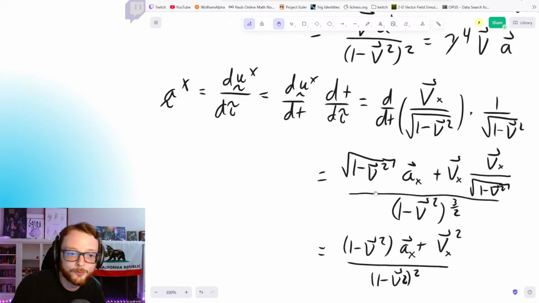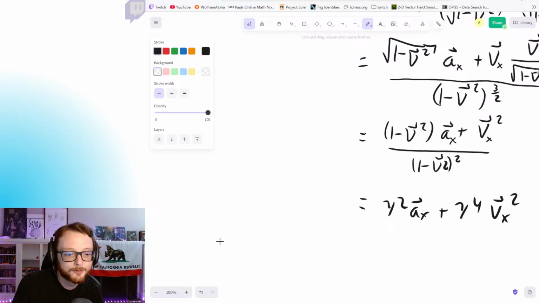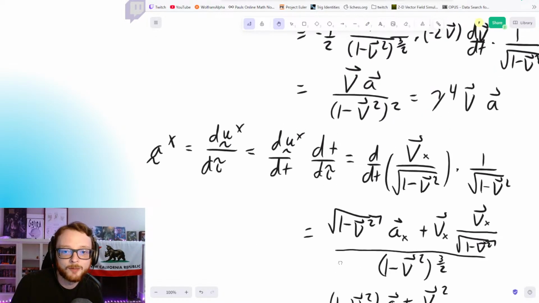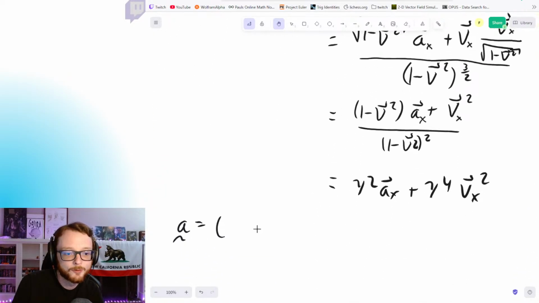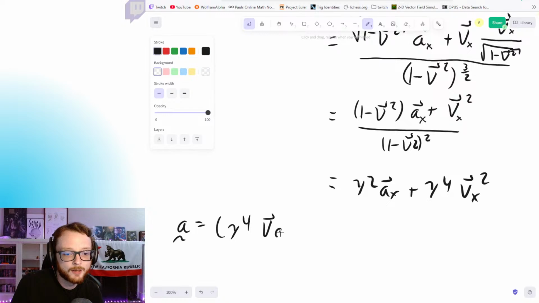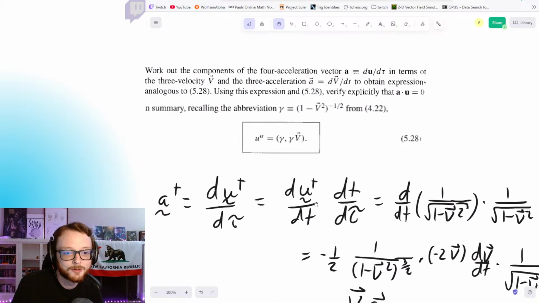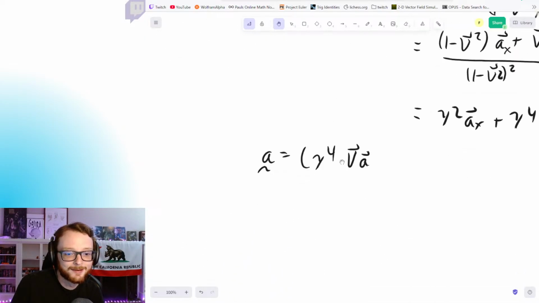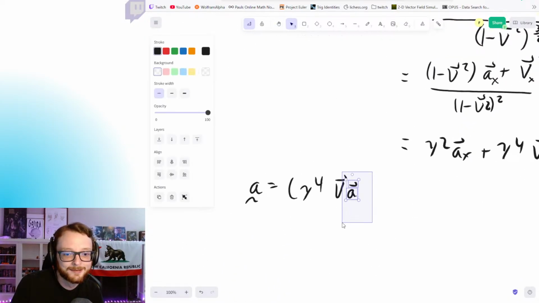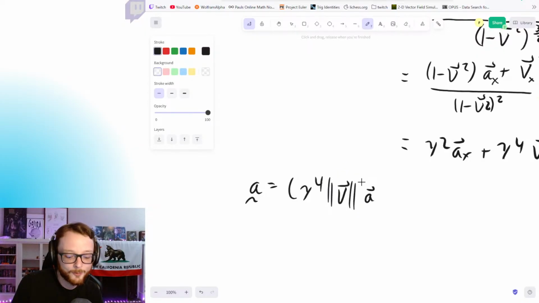So how would this look written as a 4 vector? The time component, gamma to the fourth VA. These are magnitudes, allegedly. I think they would just drop the arrows for magnitudes.